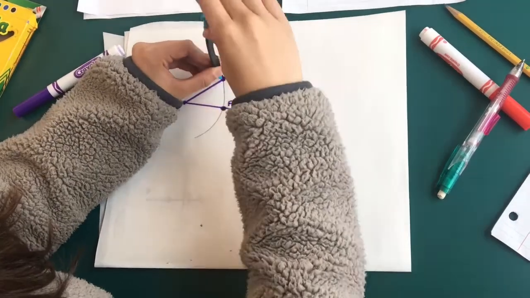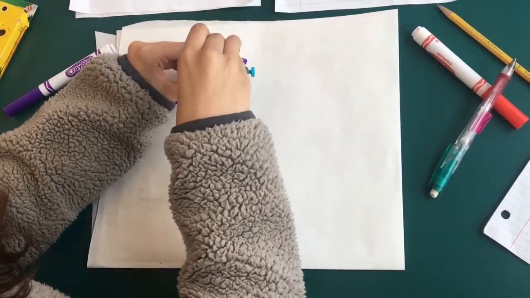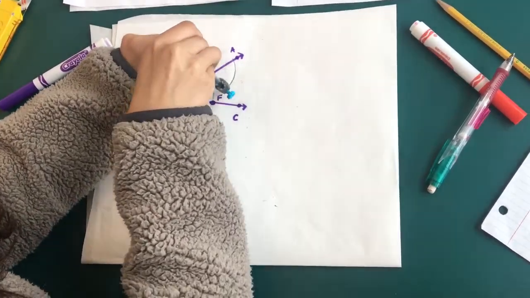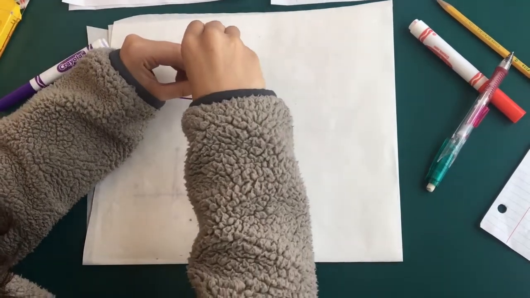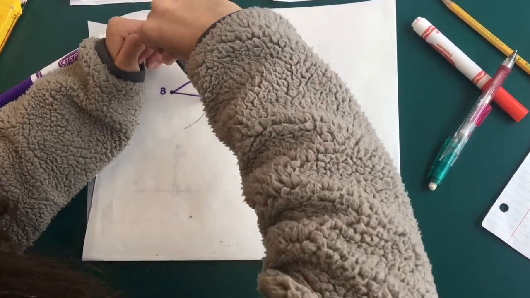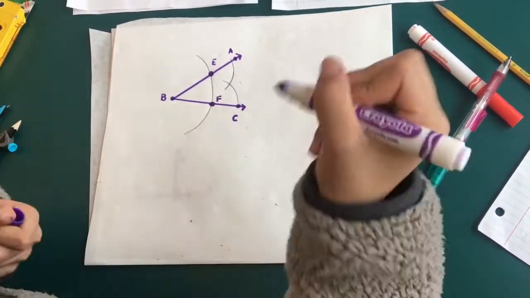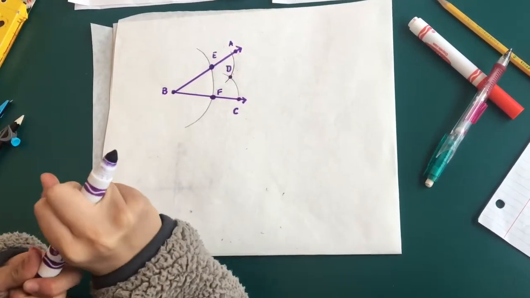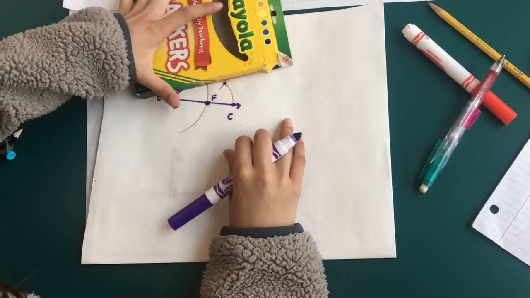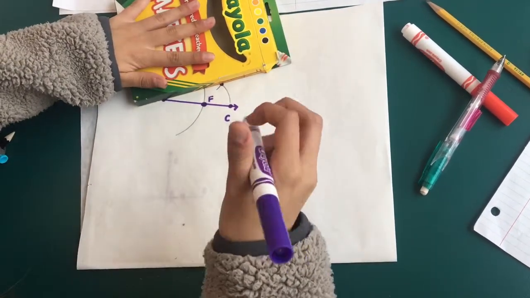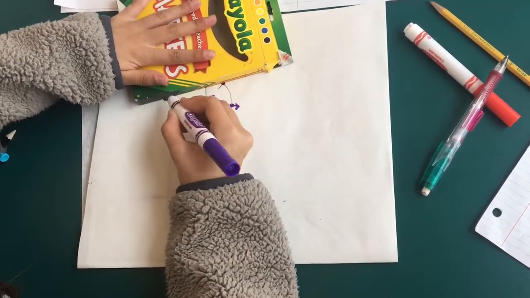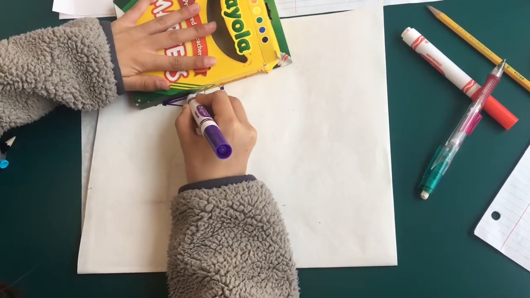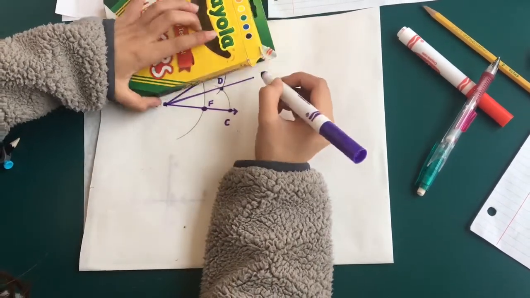Now take the sharp part of your compass and place that on point E and create a small arc, and then using the same length, place that on point F and create another small arc, and then mark your point of intersection with the label D. Now once you've done that, take a straight edge and make a ray straight through your vertex, and this will be your angle bisector.